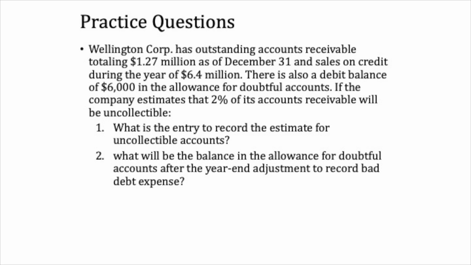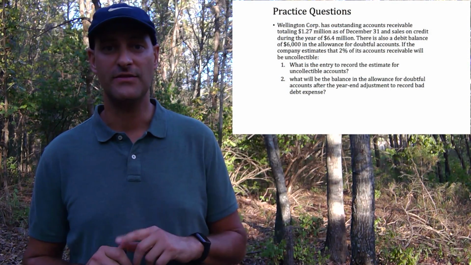So if we look at another example, Wellington Corporation has outstanding accounts receivable totaling $1,270,000 as of December 31st, and sales on credit for the period of $6,400,000. There's also a debit balance of $6,000 in the allowance for doubtful accounts. It's a debit balance, it needs to be a credit for sure. If the company estimates that 2% of its accounts receivable will be uncollected, what is the entry to record the estimate for uncollectible accounts? Well, we just did this, very similar.